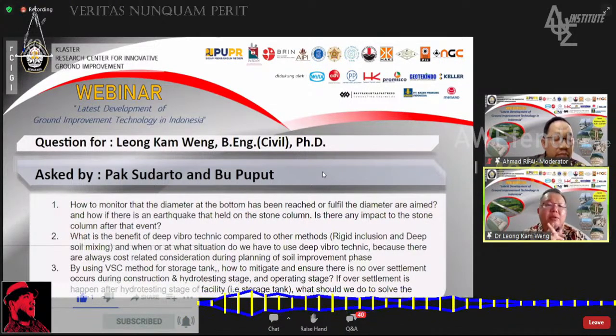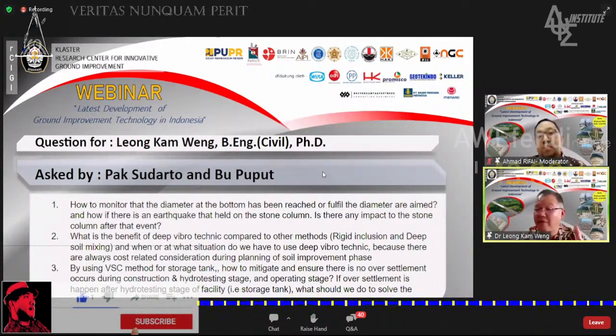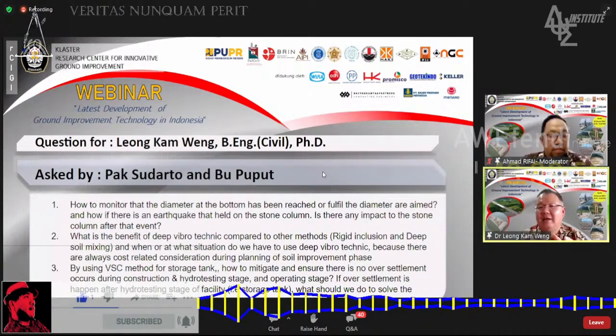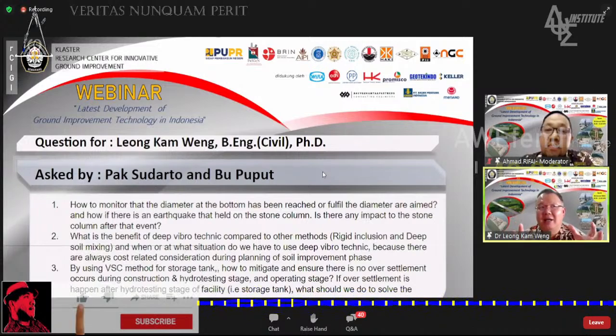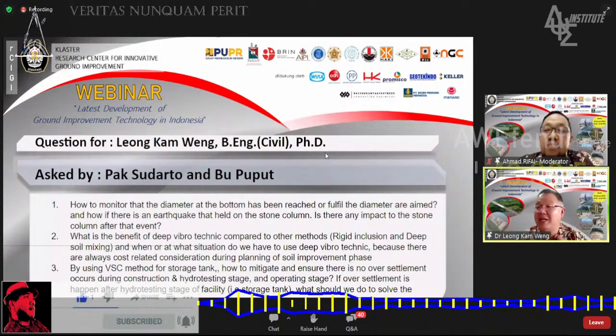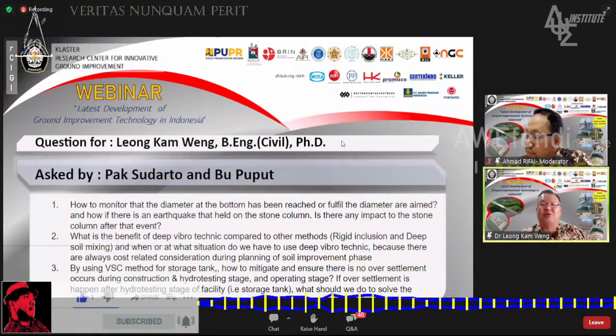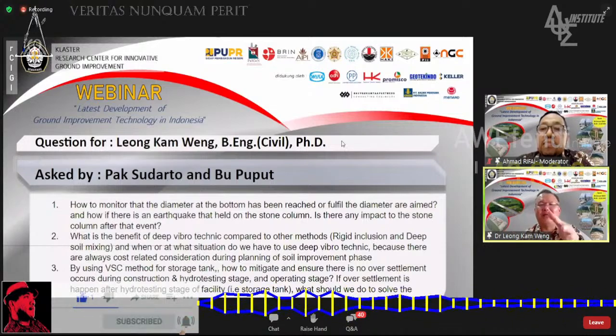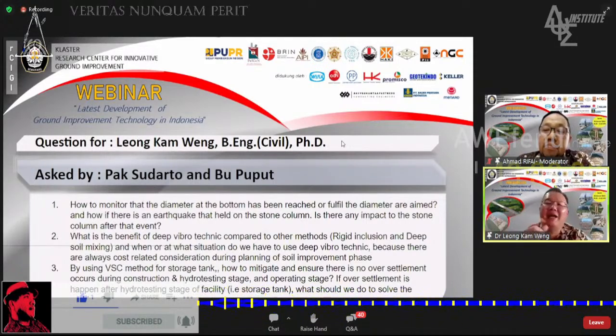On the second point, which is the benefit, I think every technique, be it rigid inclusion, soil mixing, or even deep vibro techniques, has its pros and cons. It very much depends on the soil type you have, what kind of function you need the ground improvement to serve, and first and foremost, the availability of material, especially in Asia where the geography is very widespread. For example, if your site is next to a lot of boulders, of course any technique that uses stone will be the cheapest because you don't need to bring in any additional material.